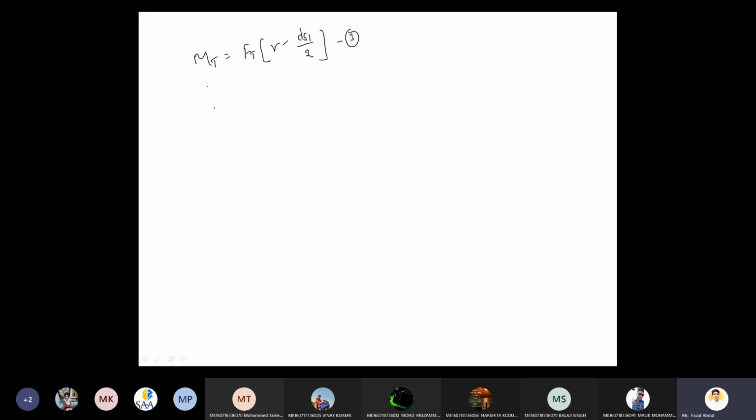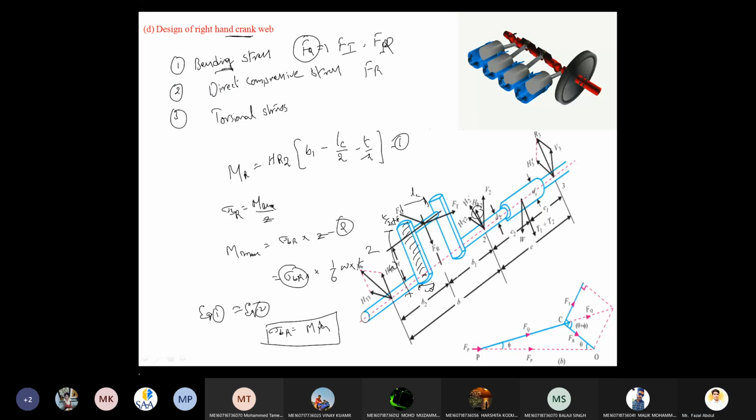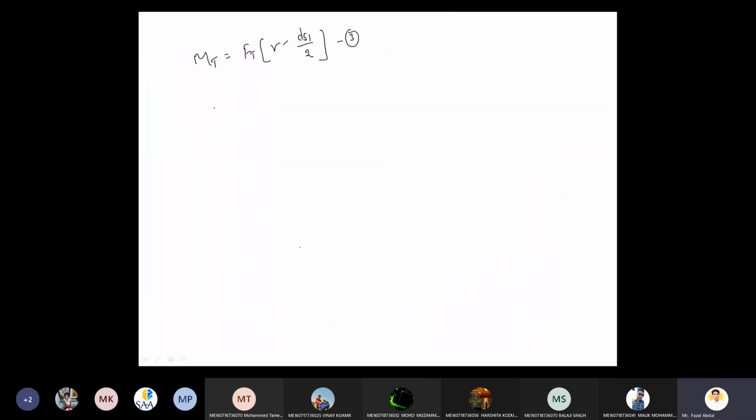See here, this is the bending moment due to the radial force. Now I am taking the tangential component. So for that reason, the bending moment tangential is sigma b into t into the section modulus. So what is the section modulus here? It is 1 by 6 into w t square. This is the fourth equation.